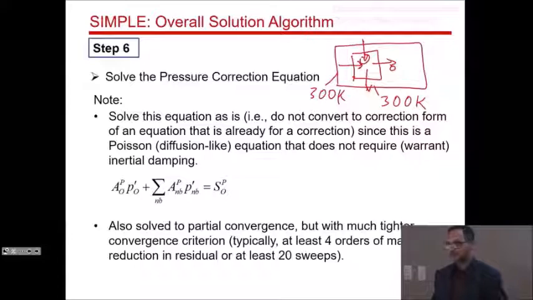Same thing for momentum. All right? It's at the heart of everything that we do for these sorts of problems. So that's why there is so much emphasis on making sure that this pressure correction equation, which is really a representation of mass conservation, is done more tightly, more accurately. Okay?